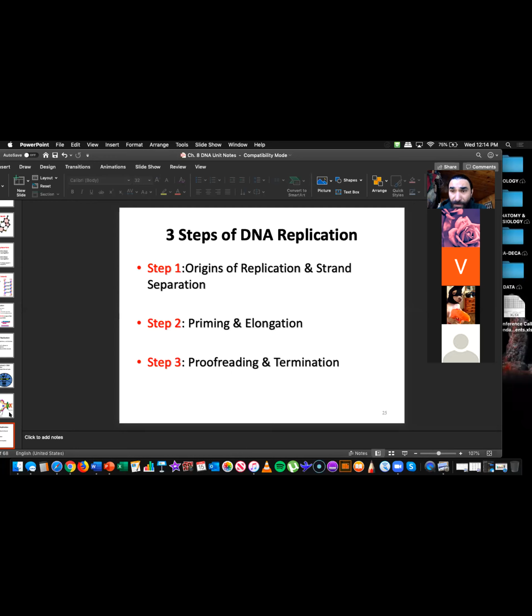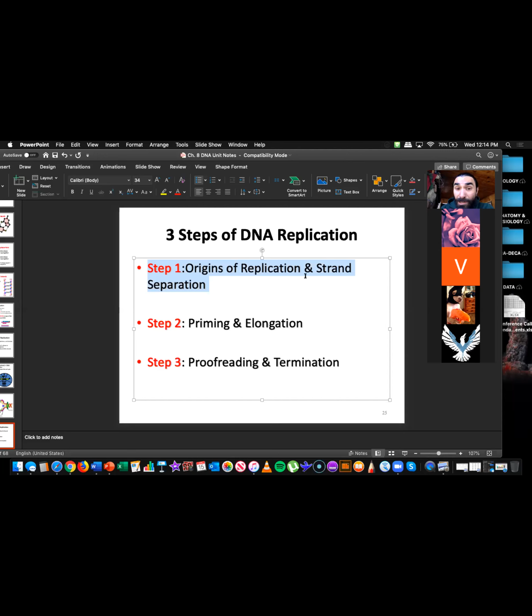And step 1, if you can copy this down, guys, step 1, like Melissa said, is what we call the origin. Do you guys know what origin means? Like where it began. Where it begins, exactly. So like Jaime said, origin means beginning. So this is just the beginning of DNA replication. So in other words, this is how it begins, all right?